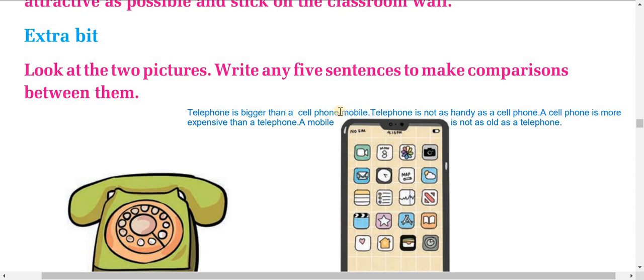Or mobile, we also call a mobile phone a cell phone. A telephone is not as handy as a cell phone. Handy means you can carry it in your hand and walk around. A cell phone is more expensive than a telephone. A mobile is not, or a mobile means a cell phone. A mobile is not as old as a telephone. Dear students, don't forget to write "a" before telephone.